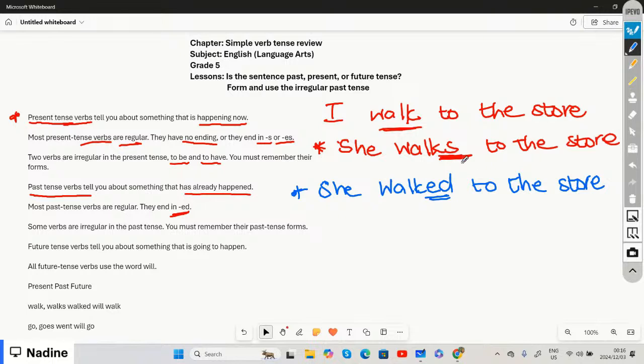So in the present, we can say she, which is one person, walks to the store. But in the past, that very same person walked to the store. And that is basically our simple regular past tense verb that shows that it is regular and we need to add ed.